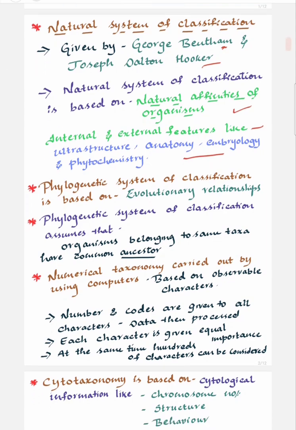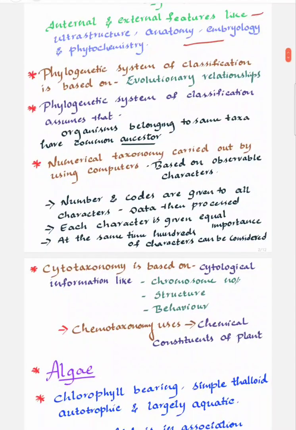Next is the phylogenetic system of classification, and it is based on evolutionary relationships. The phylogenetic system of classification assumes that organisms which belong to the same taxa have a common ancestor.